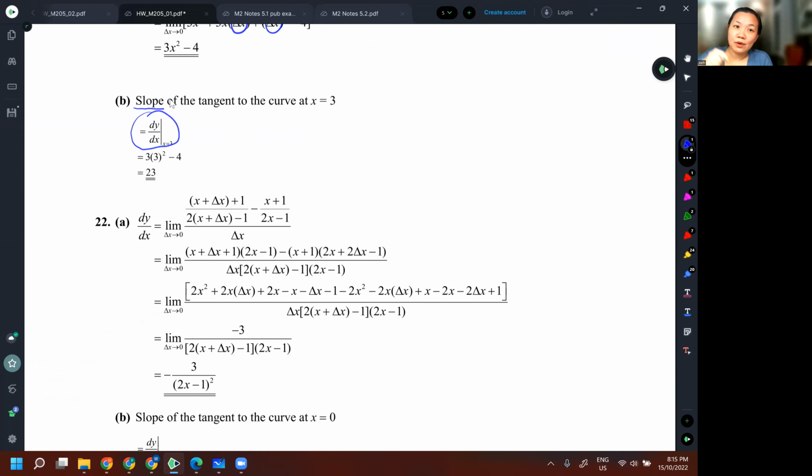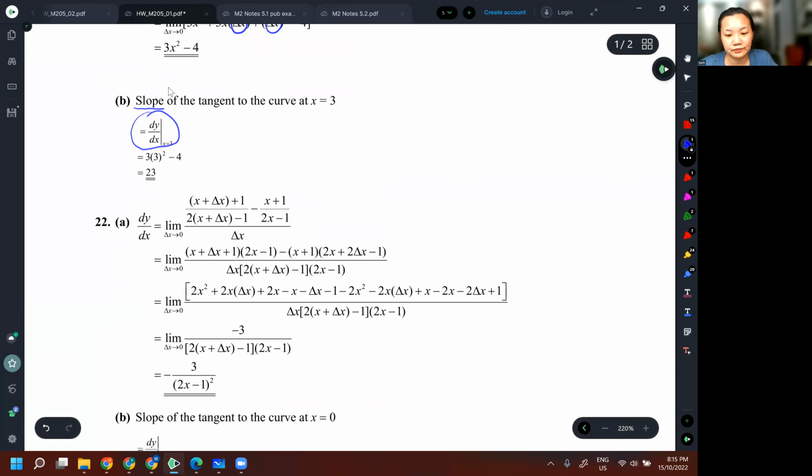This means the derivative at x equals to 3. If I never write this during the last lesson, now you learn. Now you learn how to write it. dy dx and then a stroke, x equals 3.